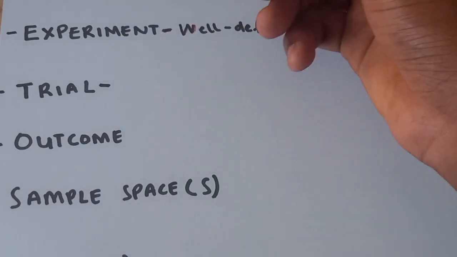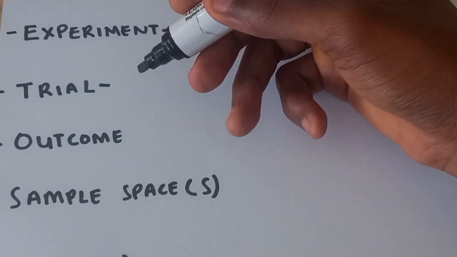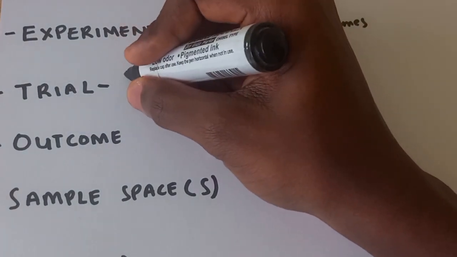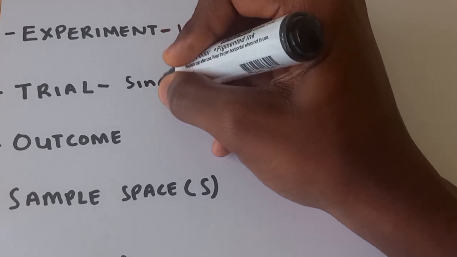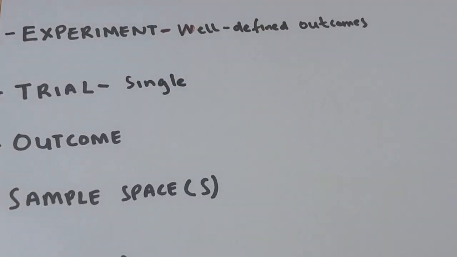That is flipping a coin. You can flip several times, so we have many trials. Are you getting it? The key word over here is the single performance.